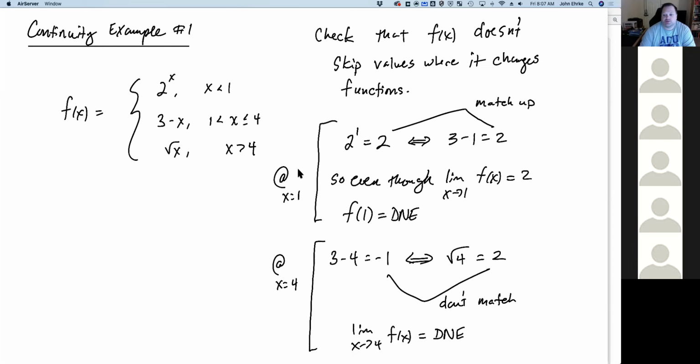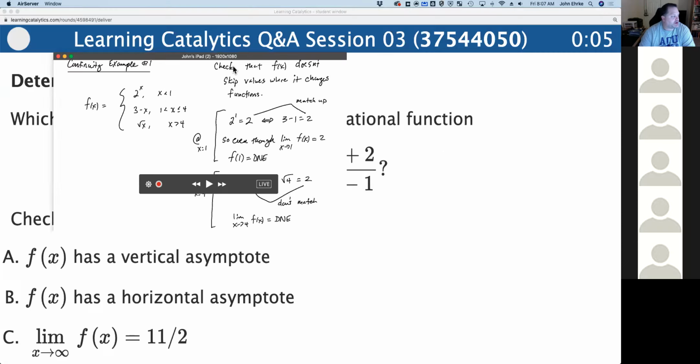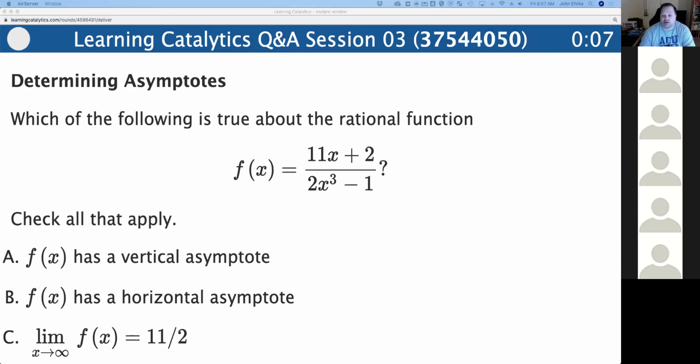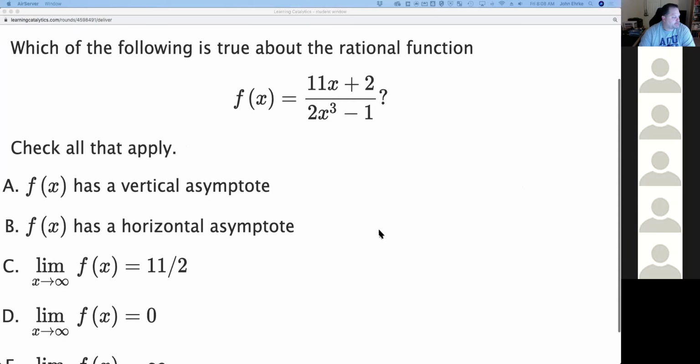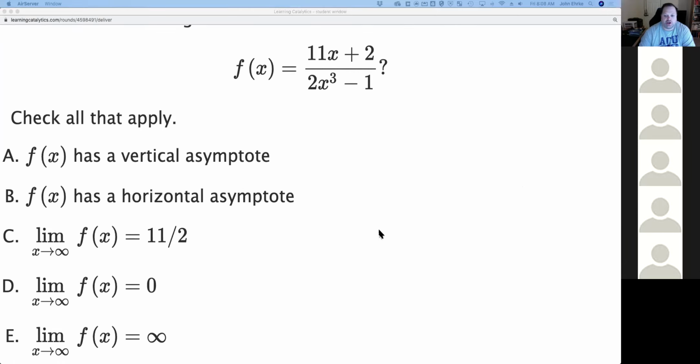All right, let's move on to a second example. Feel free if y'all have questions to let me know. The second example deals with finding asymptotes, horizontal and vertical asymptotes. We talked about that in Wednesday's class. So give it a look and see what you think. So this is another one of those check all that apply. So there's multiple correct answers here. Check all of them that are correct.